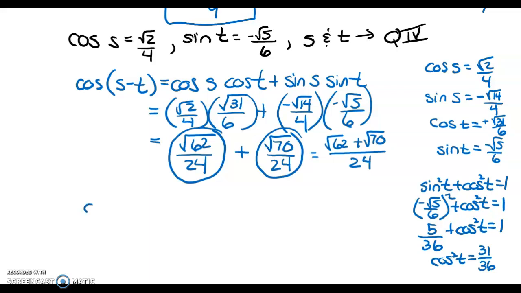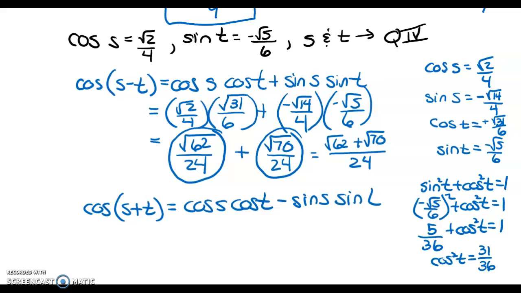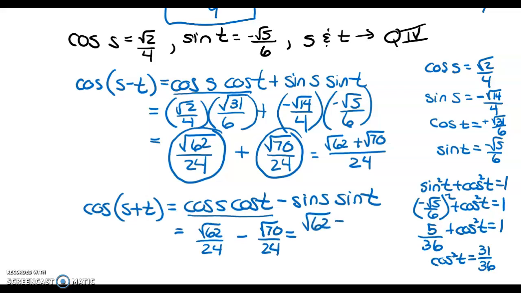So now I'm going to find the cosine of s plus t, and I know that's the cosine of s, cosine of t, minus the sine of s, sine of t. These are the values, right? Because this is the same as this, so it's radical 62 over 24, and then I'm going to subtract radical 70 over 24. I'm just going to put that in one fraction since they have the same denominator, and that's my answer. That's how I would like you to do these problems on your homework.